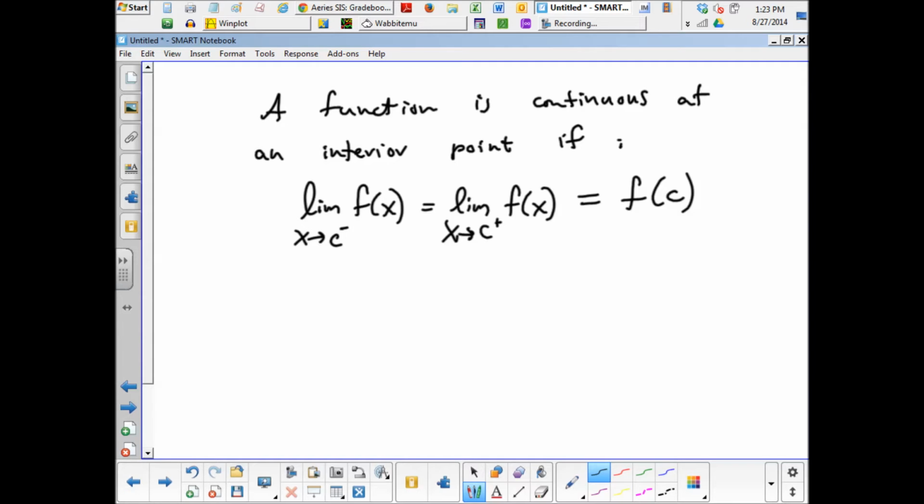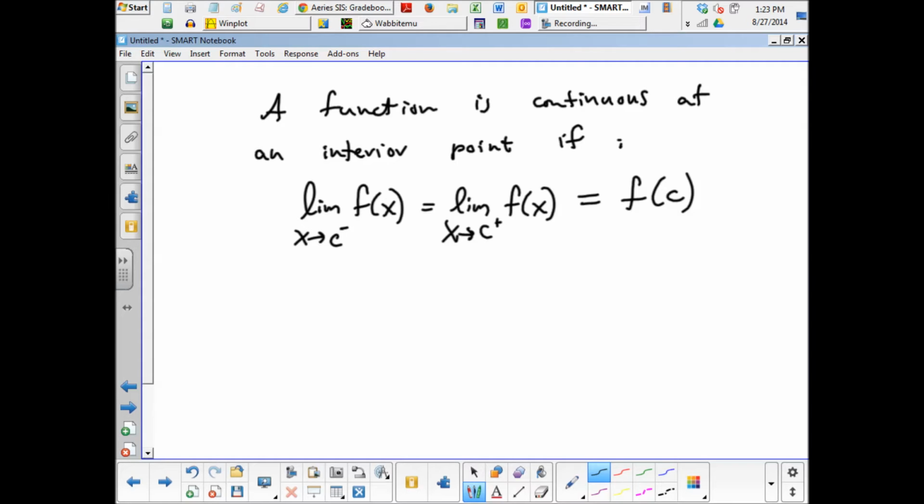You test the limit on the left. You test the limit on the right. You test f of c. If they all come out to 5, you're golden, it's continuous. If one comes out to 5, the other comes out to 4, sorry, not continuous. Something's wrong. Okay?